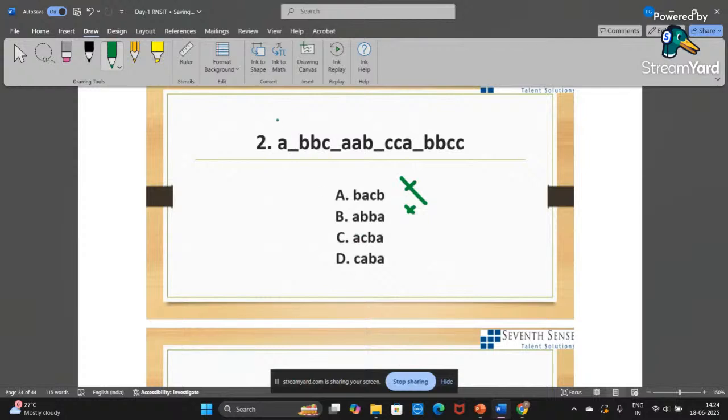Next, let us try with option C, A, C, B, A. Let us read it now. A, B, B, C, C, A, B, B, C, C, A, B, B, C, C. Yes, this is in a sequence. So option C is the right answer. This is one of the methods to find the answer.